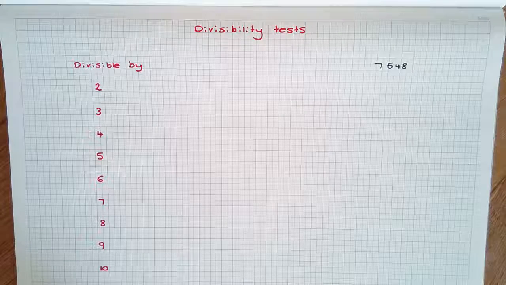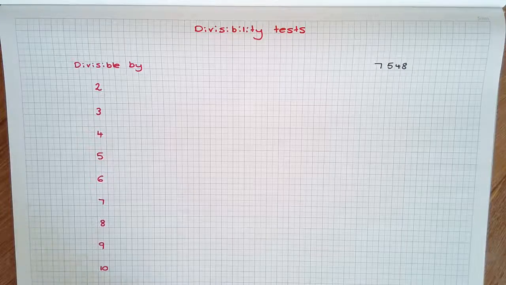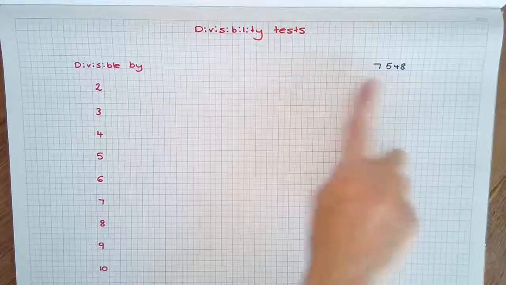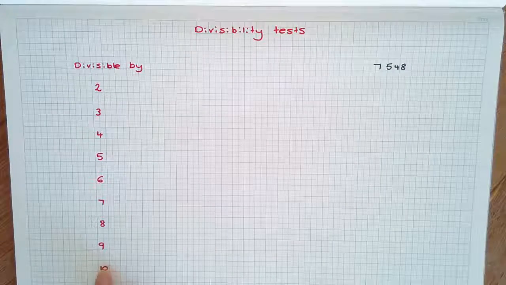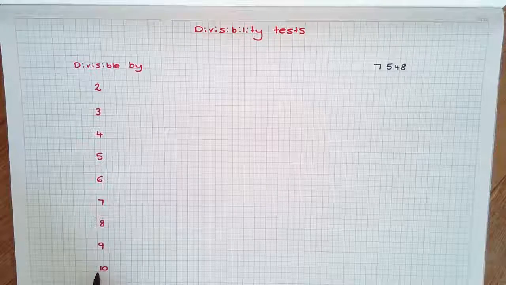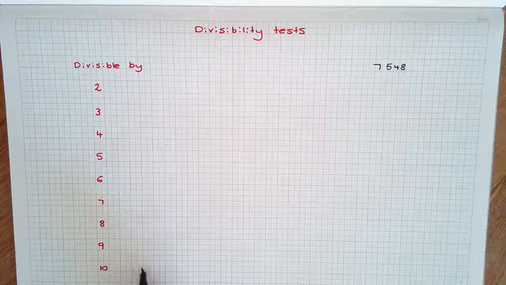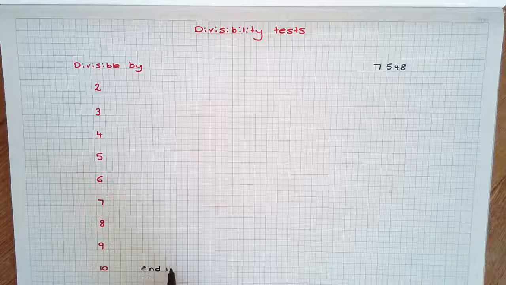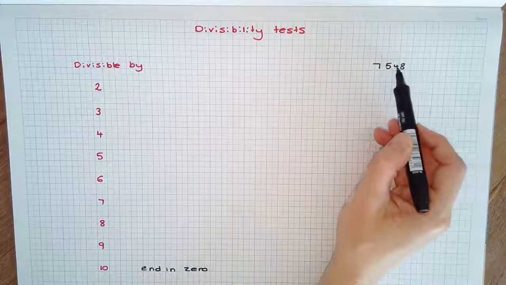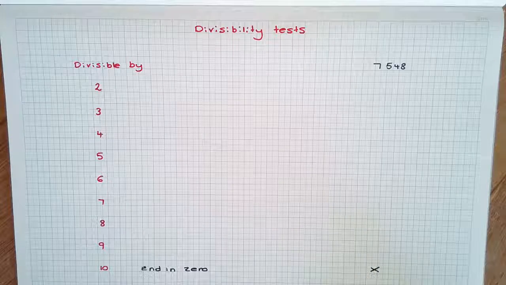But large numbers are a little bit more difficult. Divisibility tests help us know whether a large number, such as 7,548, is divisible by these numbers without having to do short or long division. Let's start off with the divisibility test for tens. We know that if a number is divisible by 10, it will end in 0. So we know 7,548 is not divisible by 10 because it doesn't end in 0.